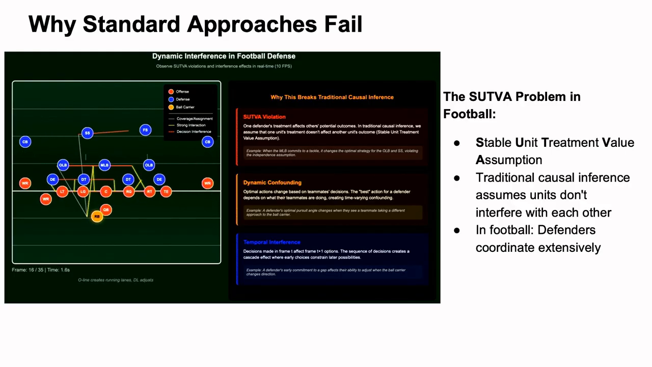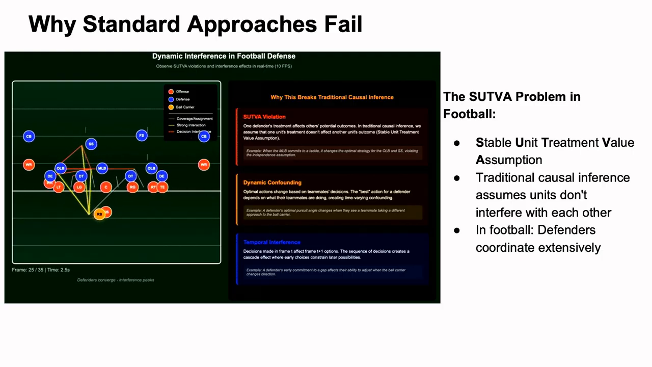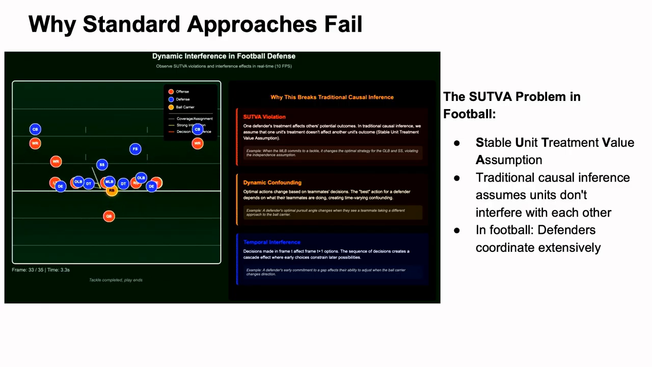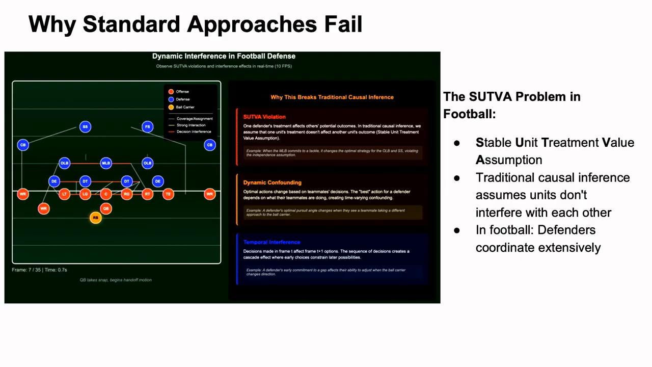And we also have dynamic confounding, so teammates are going to confound, as well as we have temporal inference here. And so we want to look at how it changes over time. And so if we just look at maybe 1 second into the play, what happened previously in the play can affect what happens next on the play.